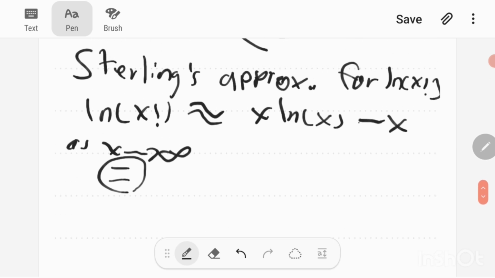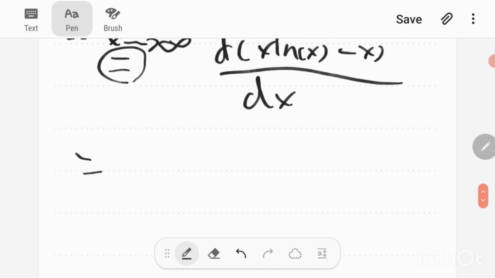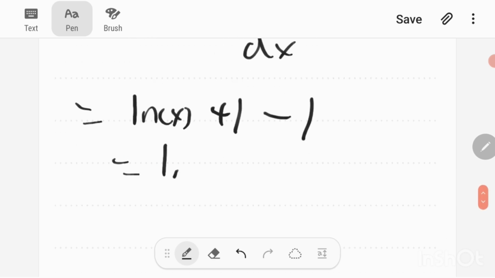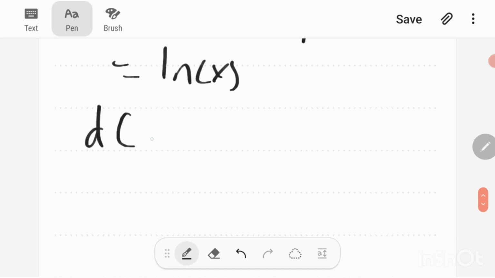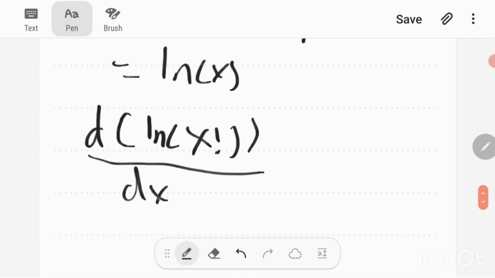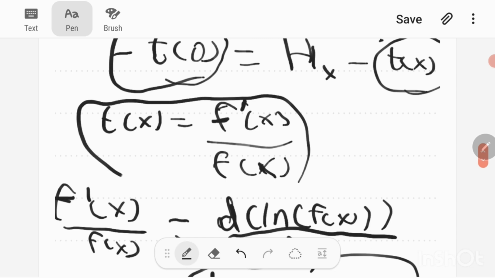So for a large sequence, we can just find the derivative of this function, x ln x minus x, which is the approximation of ln of x factorial. And this actually works out to ln of x, which means the derivative of ln of x factorial tends to ln of x as x tends to infinity, or they're asymptotically similar and behave equivalently. So we can use t of x to be ln of x.